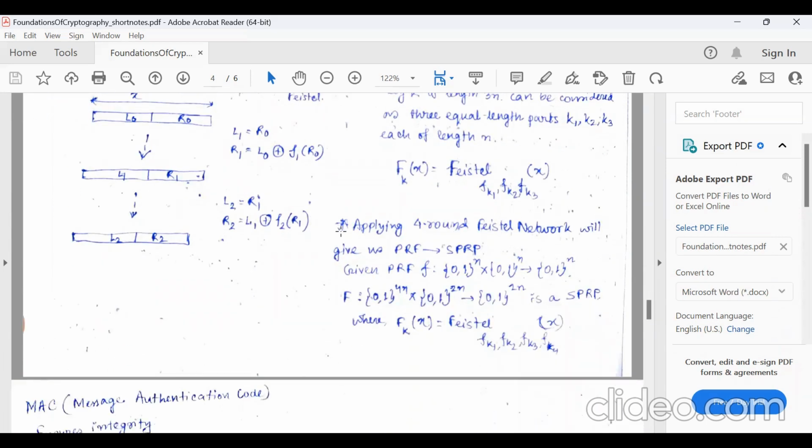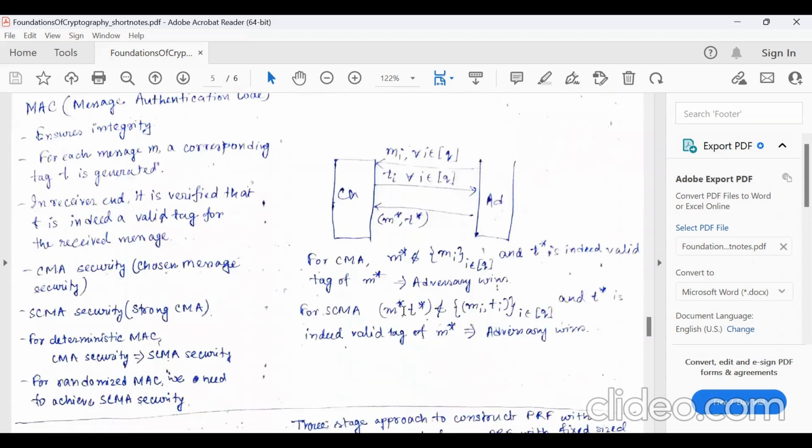And also, if you want to construct a strong PRP, you have to apply the Feistel network for 4 rounds, and of course your key length will be 4n then. Okay, right.